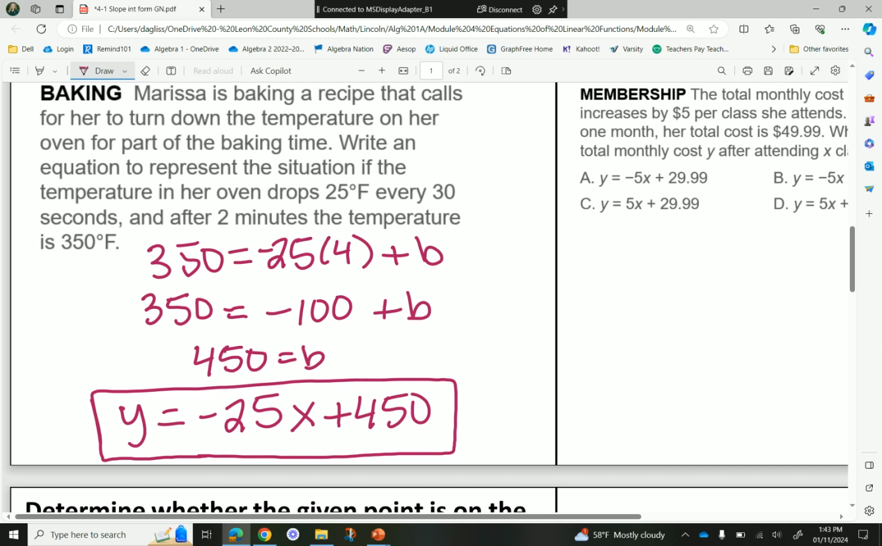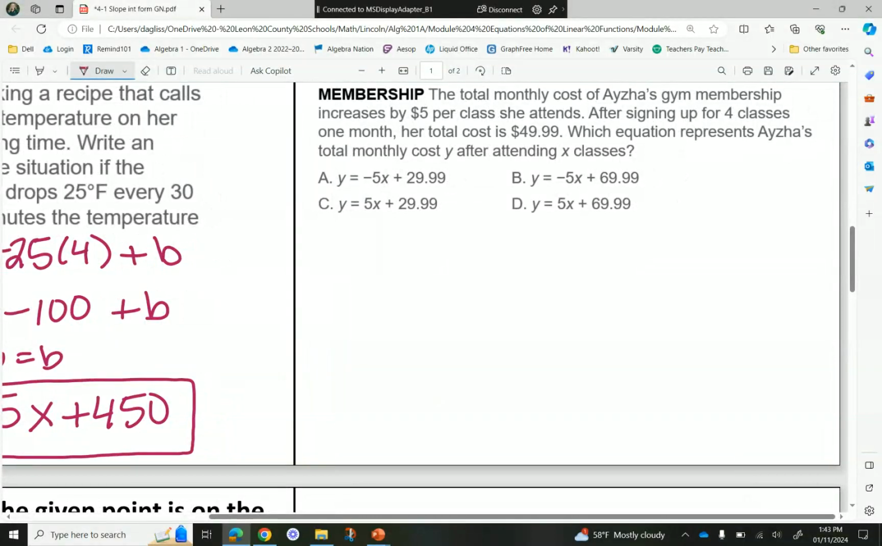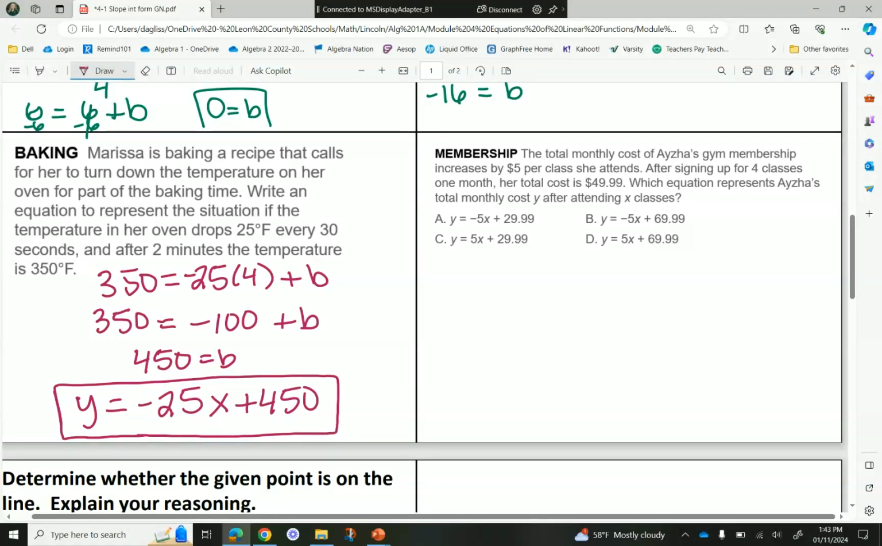All right. Our next one's a nice multiple choice problem. So let's try this. The total monthly cost of Isa's gym membership increases by $5 per class that she attends. After signing up for 4 classes in 1 month, her total cost is $49.99. Which equation represents Isa's total monthly cost y after attending the classes?